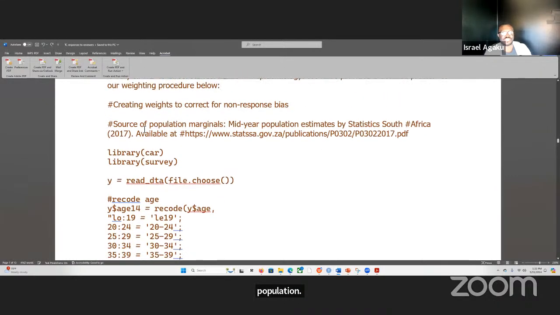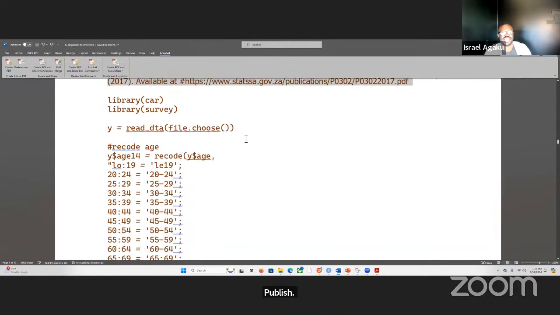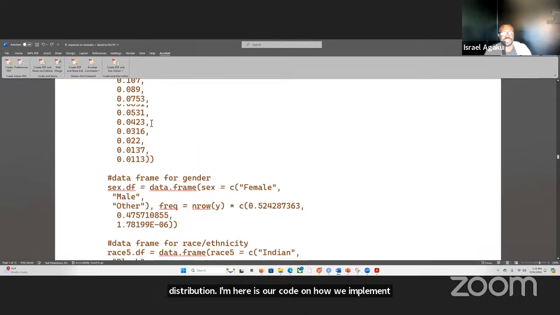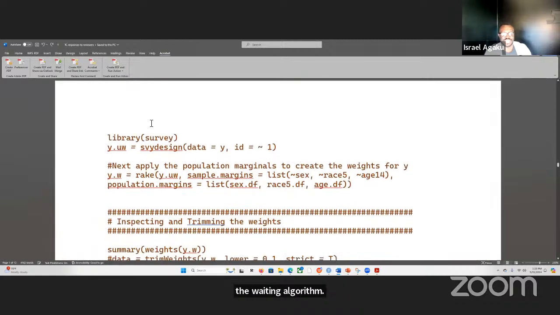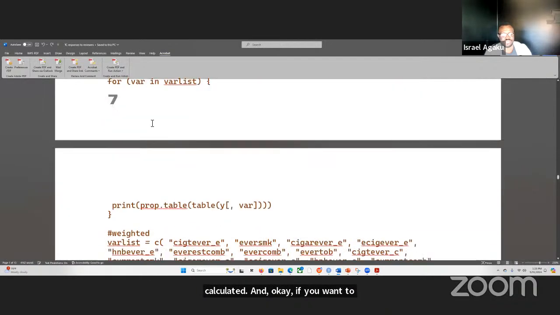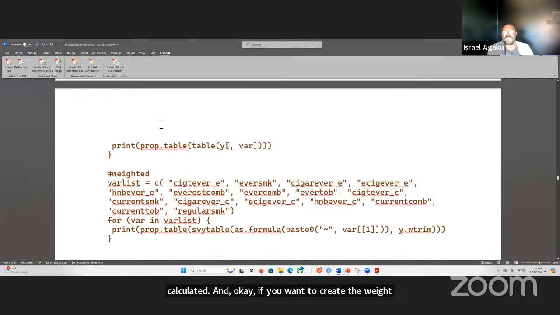And so we've said, all right, here is the code. Science is all about reproducibility. So we'll say, okay, here is the source of population marginals. This is where we got the data for the national distribution. And here is our code on how we implement the weighting algorithm. I'll provide the code here. And this is how the weights were calculated. And, well, okay, if you want to recreate the weights yourself, well, knock yourself out. And that is how you want to respond to reviewers. Obviously, the paper was published because our responses were quite comprehensive and robust.